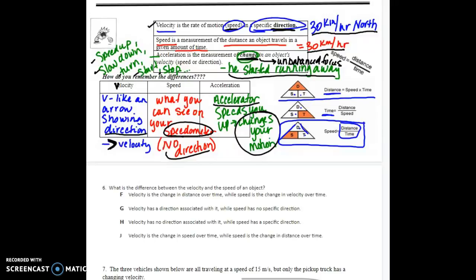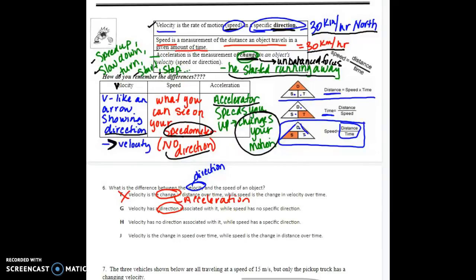Down here, let's try an example. Number 6. What is the difference between the velocity and the speed? We said earlier, velocity has that V, so it gives a direction. It's speed with direction. That's the key word there. And so let's see if we have any of these answers that have that in there. Velocity is the change in distance over time. Uh-oh, that word change goes with acceleration, not velocity. So this is not going to be our answer.